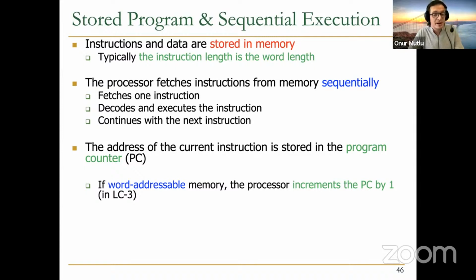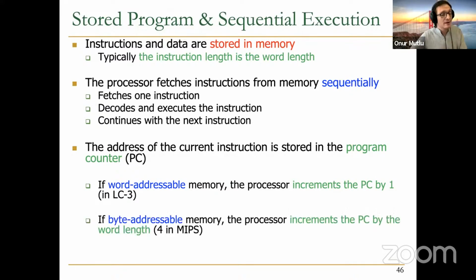So if you have word addressable memory, the processor increments the program counter by 1 to go to the next instruction, assuming the instruction length is the same as the word length. And that's true for an LC3. Now, if you have byte addressable memory, and if the instruction length is a word length, which is 4 bytes in MIPS, then the processor needs to increment the program counter by the word length, which is 4. Because your memory is in byte addresses, as we discussed earlier, but we want to get a word out of it. So we need to increment the byte address by 4.